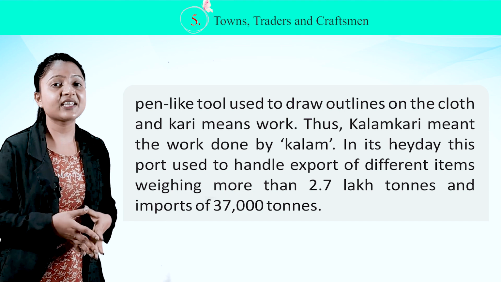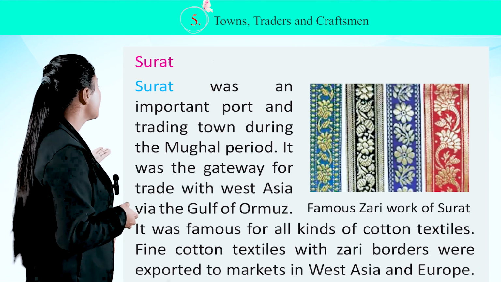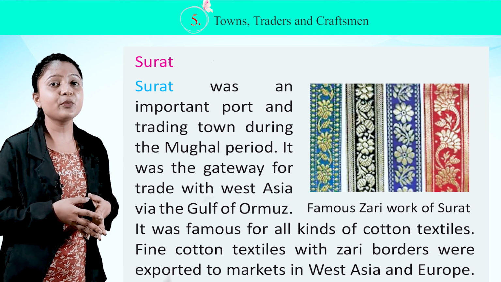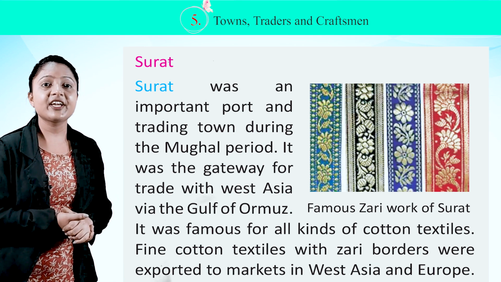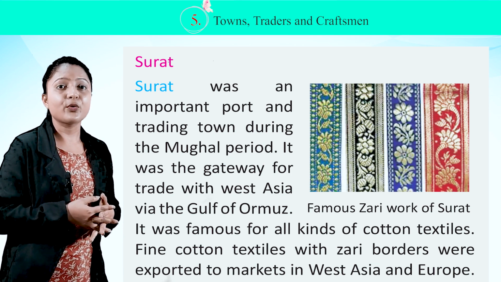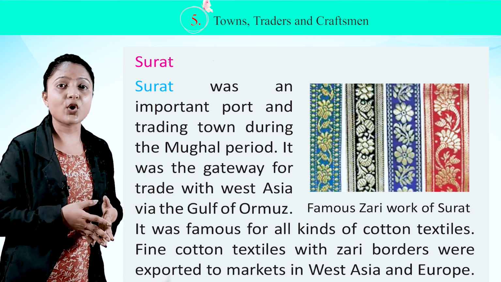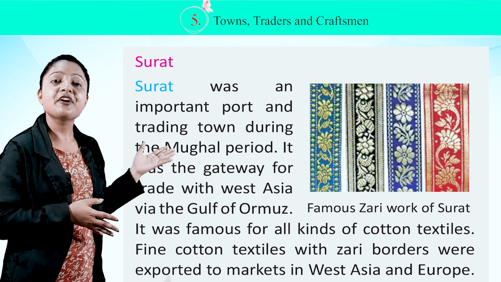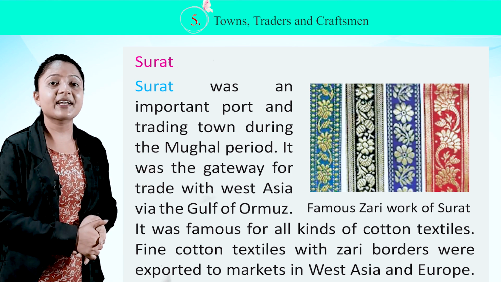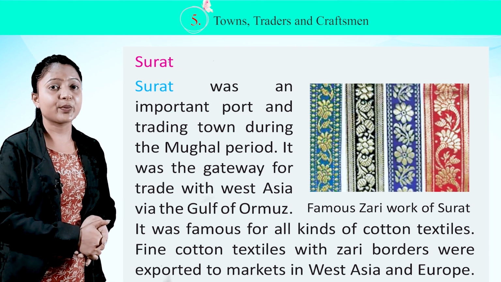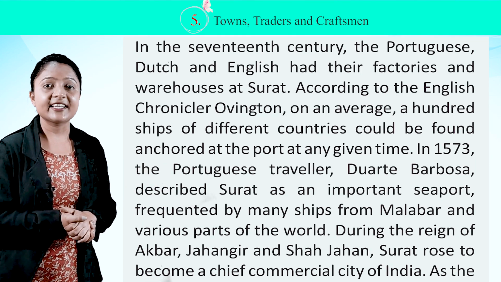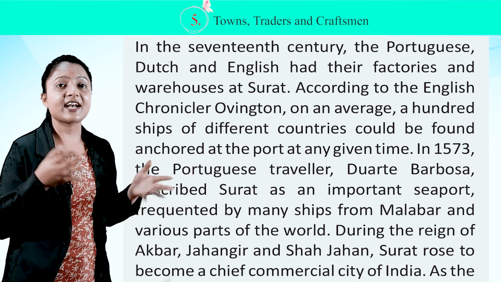Surat. Surat was an important port and trading town during the Mughal period. It was the gateway for trade with West Asia via the Gulf of Hormuz. It was famous for all kinds of cotton textiles. Fine cotton textiles with zari borders were exported to markets in West Asia and Europe. In the 17th century, the Portuguese, Dutch and English had their factories and warehouses at Surat.